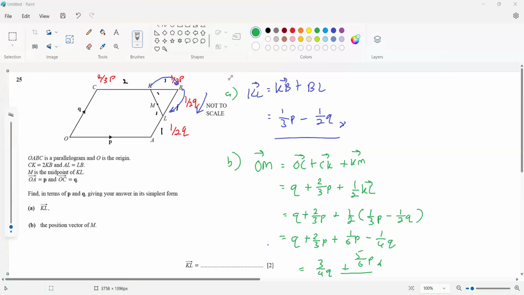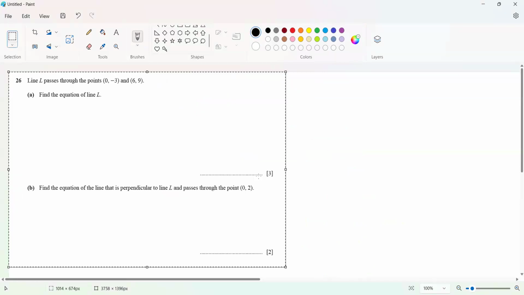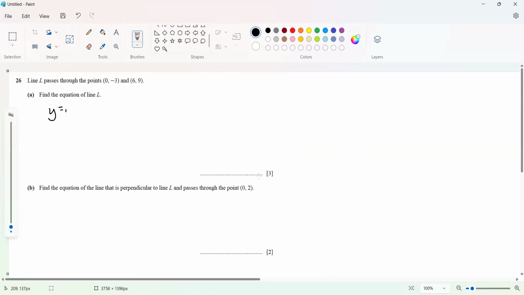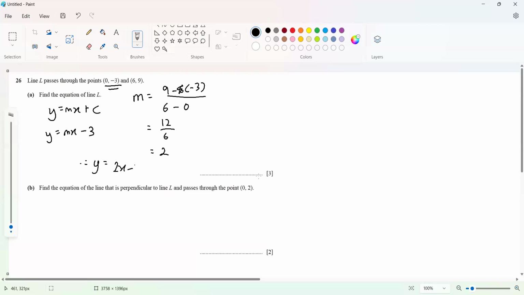So for our last question, 26. We have line L passes through the points, so and so. Find the equation of the line. To find the equation of the line, we have the basic form y equals mx plus c. They already gave us the y-intercept here, so y equals mx minus 3. And we can find the gradient very quickly. It would be 9 minus negative 3 over 6 minus 0. So that is 12 over 6, which equals 2. Therefore, the equation of the line is y equals 2x minus 3. So we can get that really quickly.